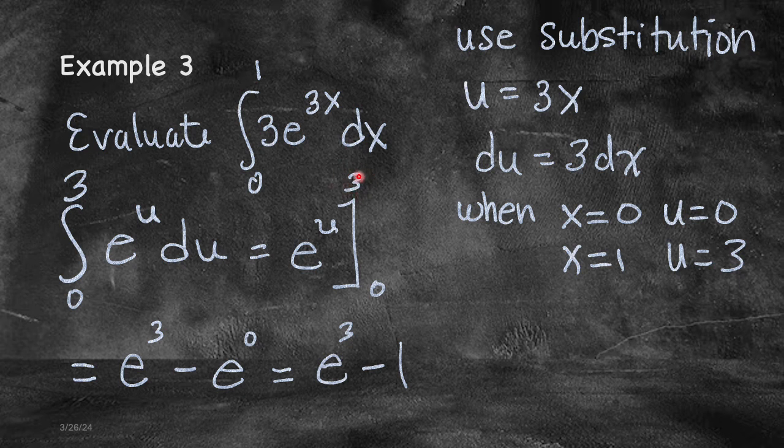We're going to always start with the upper limit. So when I plug 3 in for u right here, I'm going to get e to the third. And then I subtract what I get when I plug in the lower limit. So I subtract e to the 0 for plugging 0 in for this u here. Now e to the 0 is equal to 1. So what we're going to end up with is e to the third minus 1.